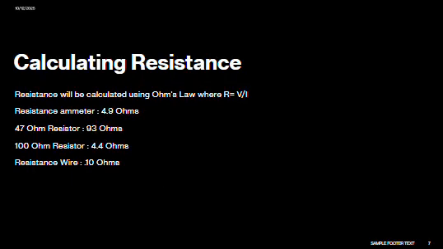For calculating resistance, the resistance would be calculated using Ohm's law, where R equals V divided by I. The resistance of the ammeter was 4.9 ohms, the 47 ohm resistor was 93 ohms, while the 100 ohm resistor was 4.4 ohms, and the resistance of the wire was 0.10 ohms.